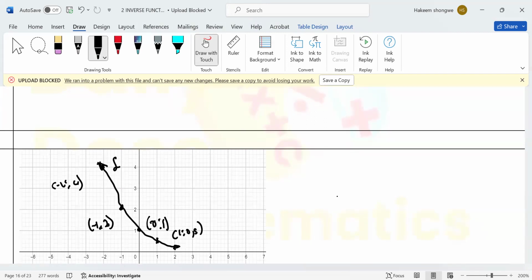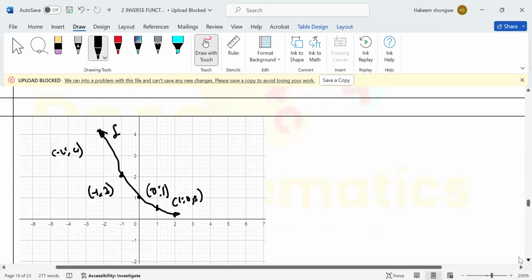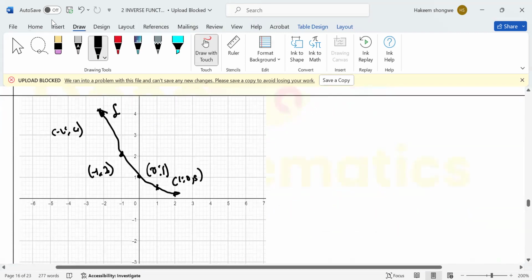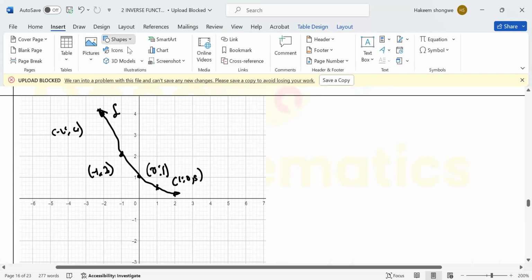Okay, next question says determine the range. How do you get the range? You're going to use a horizontal line. Range is y.